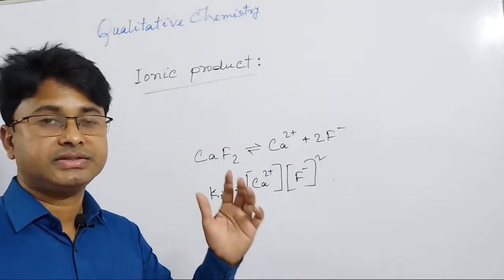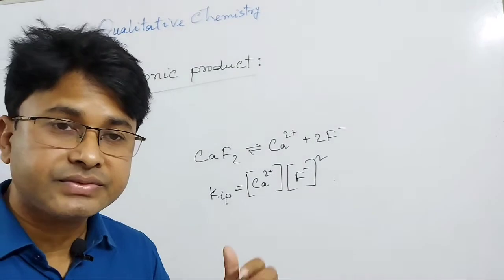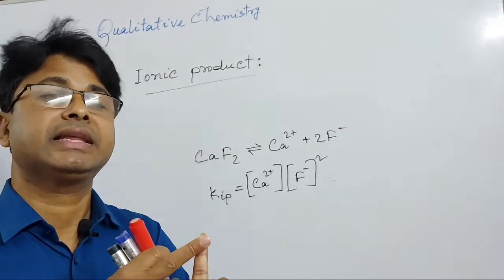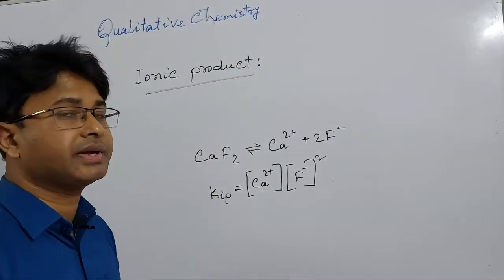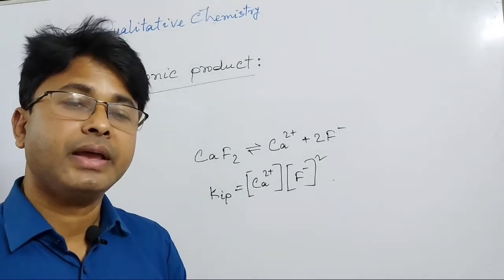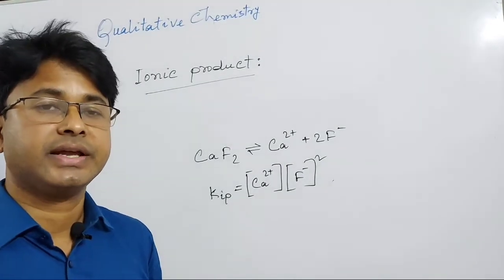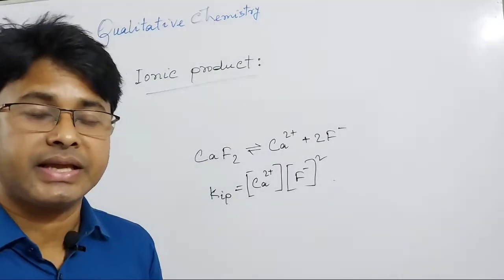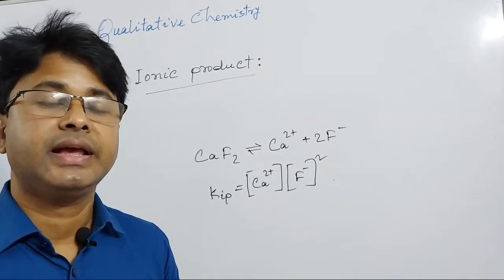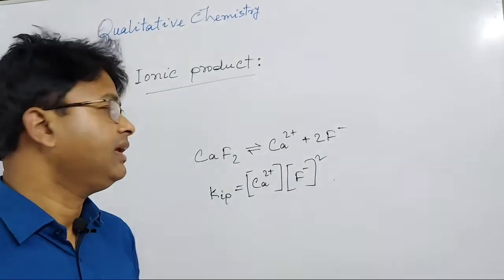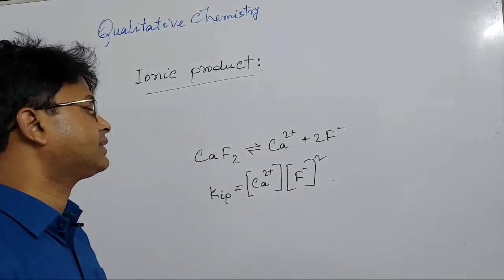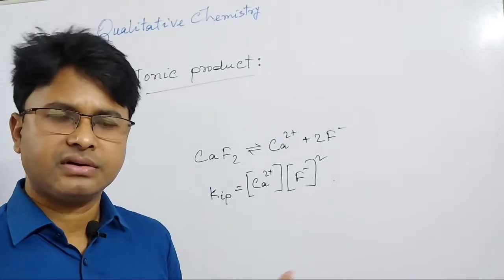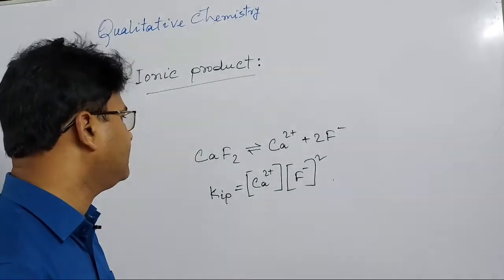Dear students, just try to remember it. In the case of solubility product, I have told you it will be a less soluble salt, but in the case of ionic product, it can be any type of solute, any type of salt. And in the case of solubility product, the solution has to be a saturated solution, but in the case of ionic product, the solution may be unsaturated or also saturated.